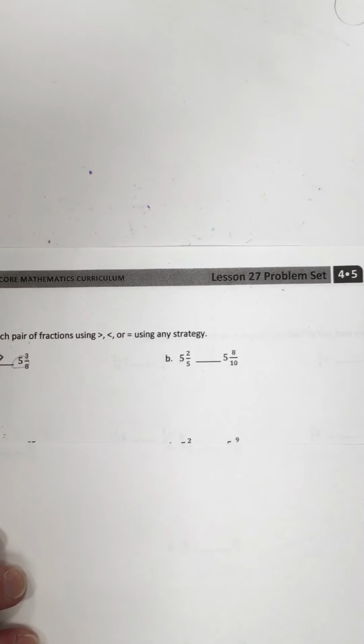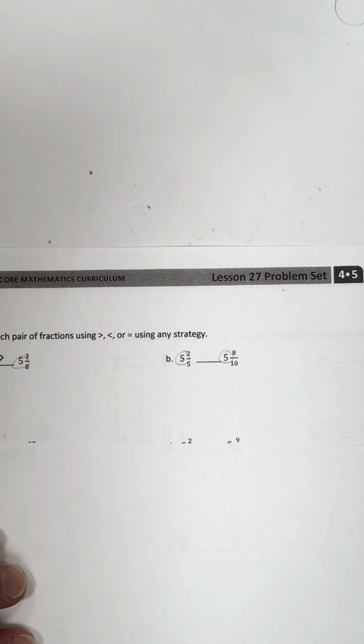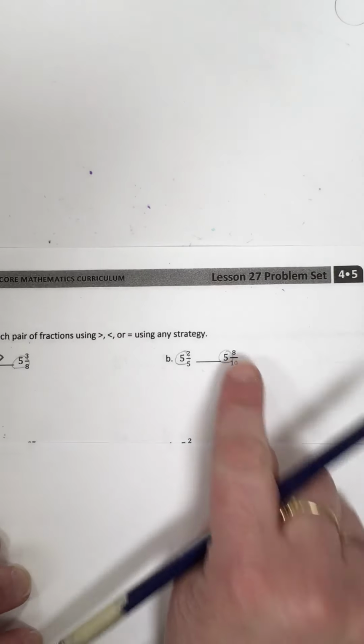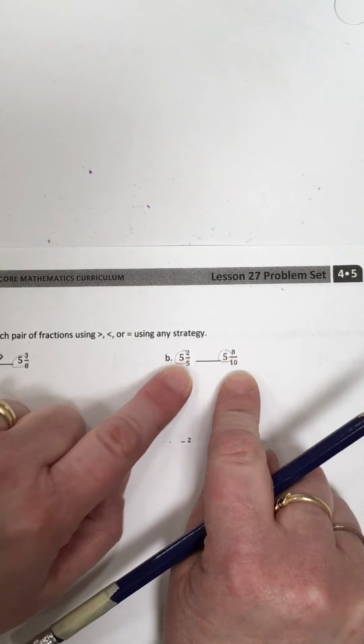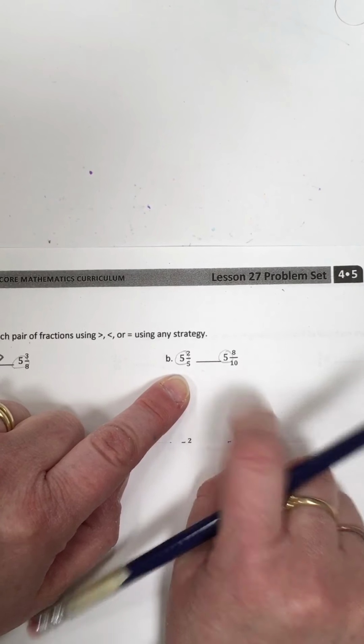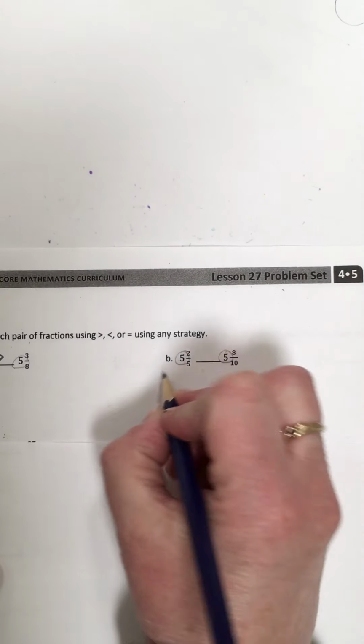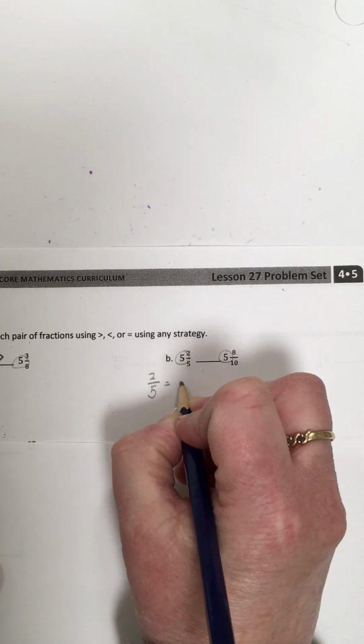Let's go to B. We are comparing 5 2/5 to 5 8/10. They are mixed numbers. When I look at the whole numbers, they're both 5. That does not help me out. My numerators are different. My denominators are different. However, I see that I can easily decompose fifths and turn them into tenths. So let's show the work.